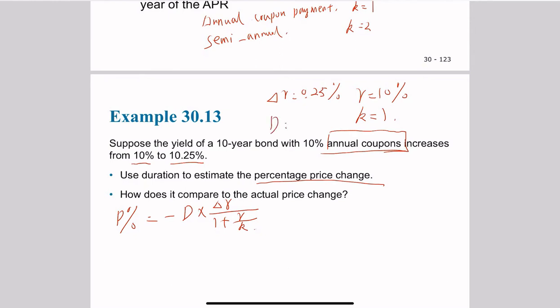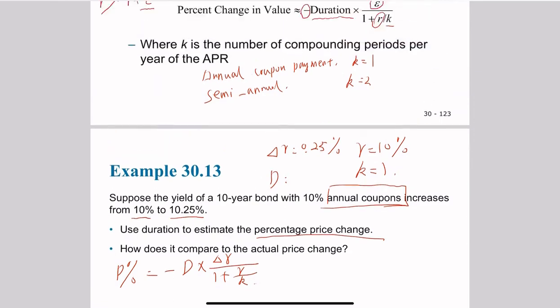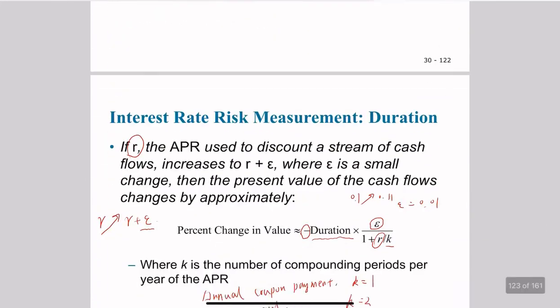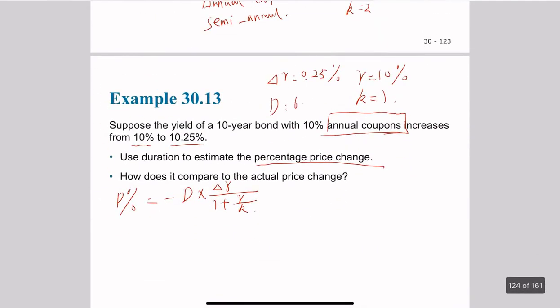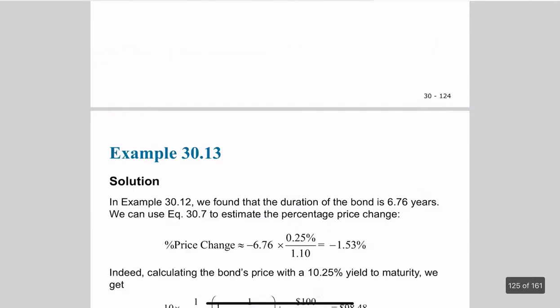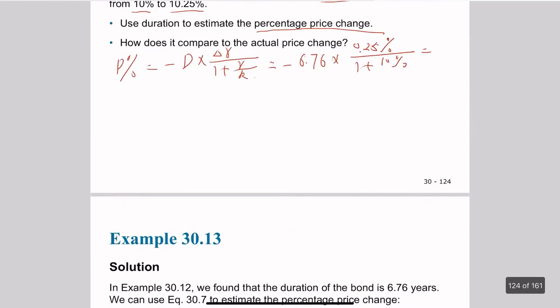What is the duration? Well, this is a 10-year bond with a 10% annual coupon, and we just did the calculation, right? Its duration is 6.76 years. Now we have all the numbers we need, so we just plug in numbers. 6.76 times 0.25% divided by 1 plus 10%. And this will give us a number of minus 1.53%.